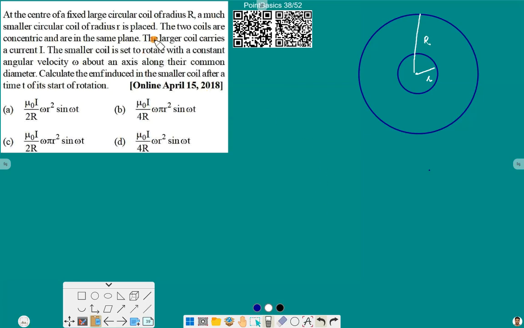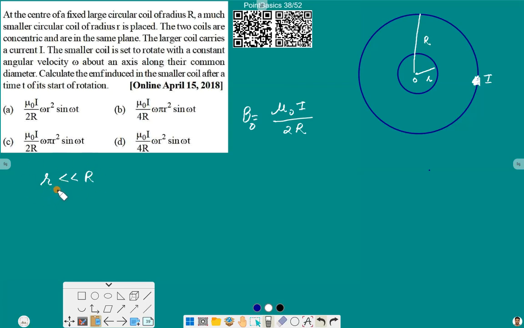As the current in the bigger one is I, the magnetic field at the center of the bigger one, suppose the center is O, will be mu naught I by twice of R. And here we will assume one condition, that the radius of this smaller ring is very small as compared to the radius of the bigger ring.